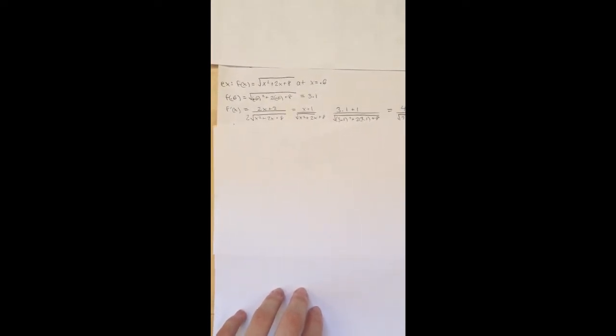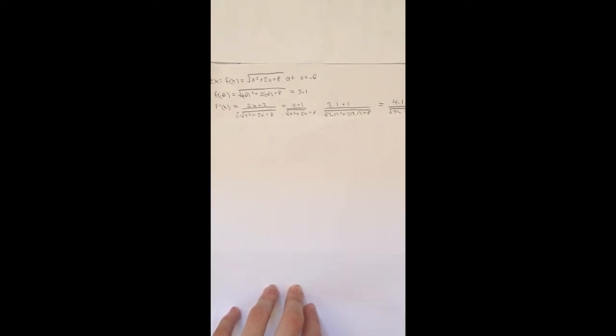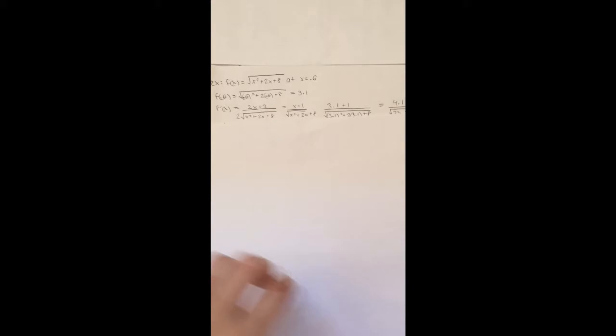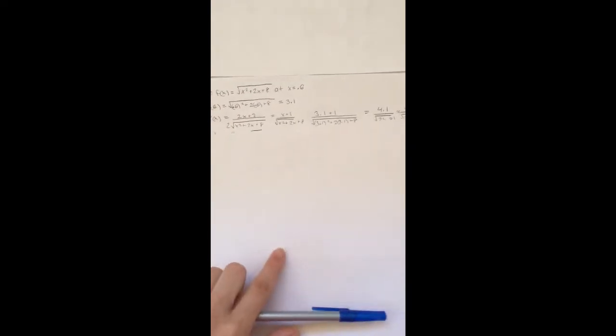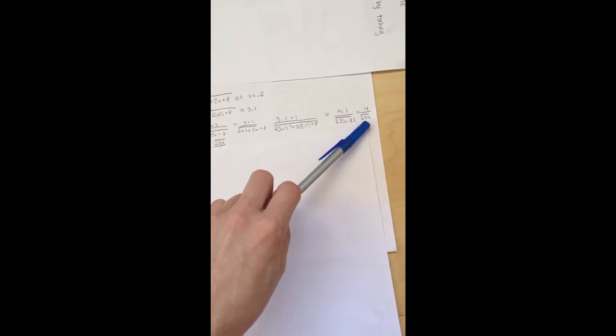So we get 2x plus 2 all over 2 times the square root of x squared plus 2x plus 8. When we simplify, we get x plus 1 over the square root of x squared plus 2x plus 8. From there, we're going to plug in the y value of the function. So 3.1 plus 1 all over the square root of 3.1 squared plus 2 times 3.1 plus 8. And when we simplify, we get about 4 all over the square root of 24.